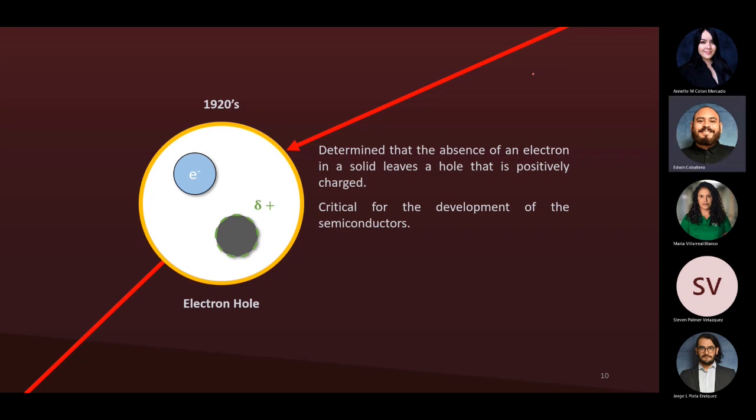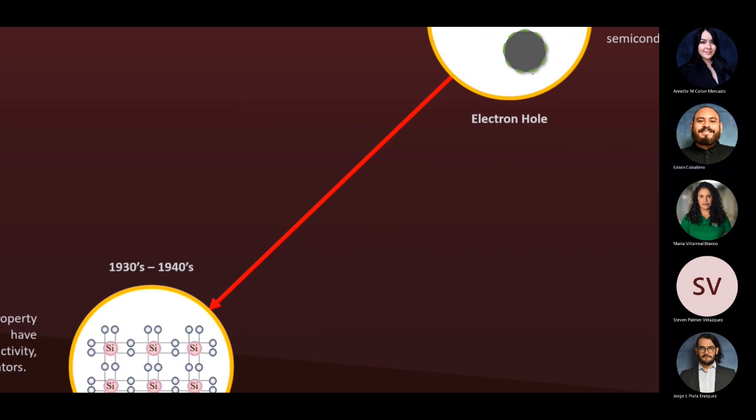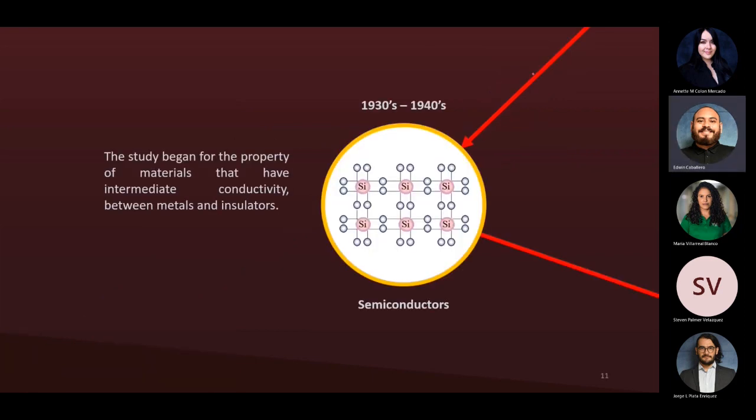And in this case, it's going to be partially due to the absence of the electron. And this seemingly small thing is critical for the development of the semiconductors, which then in the 1930s and 40s were discovered. The semiconductors are basically materials that are the middle child between conductors and insulators. In this case, we simply started seeing what were the different types of semiconductors, what they did, and the fact that they have the best of both worlds, but on different levels.